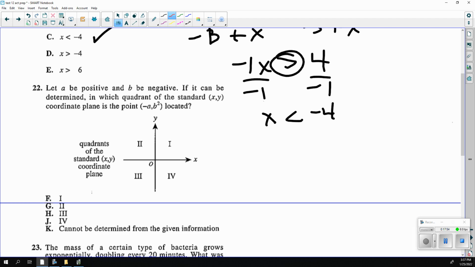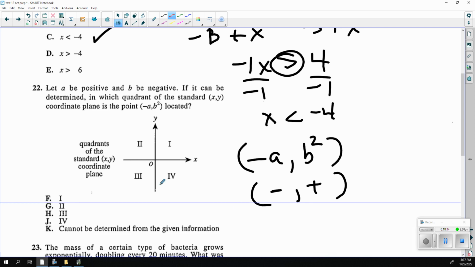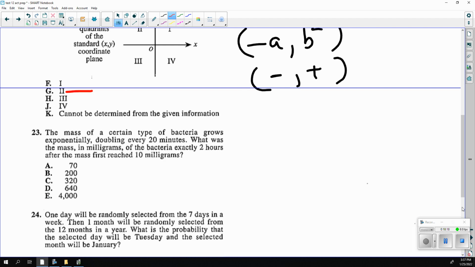Can it be determined? A is positive and B is negative. So if A is positive, negative A is negative. And B squared is always positive no matter what. So the quadrant is left up. It's got to be in quadrant 2.